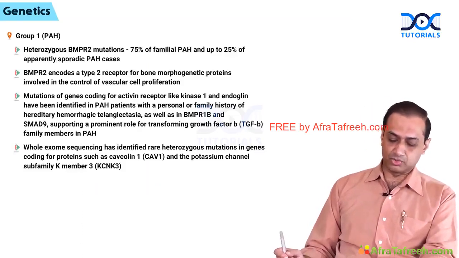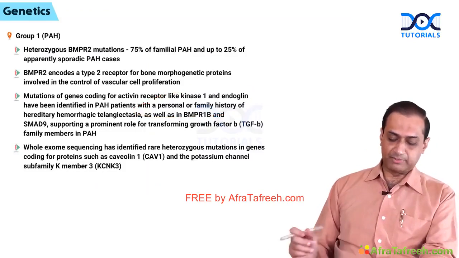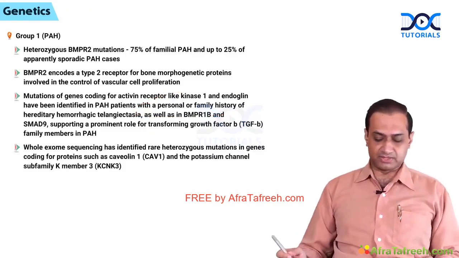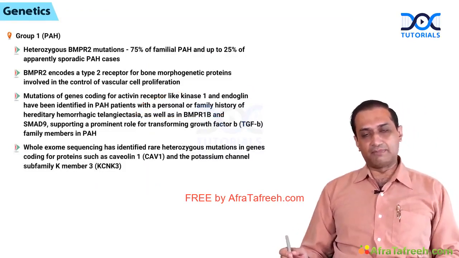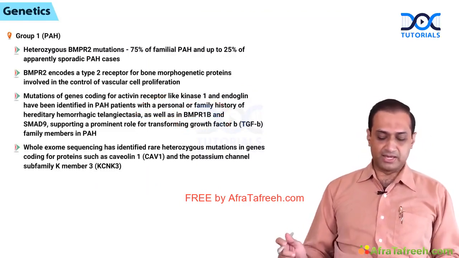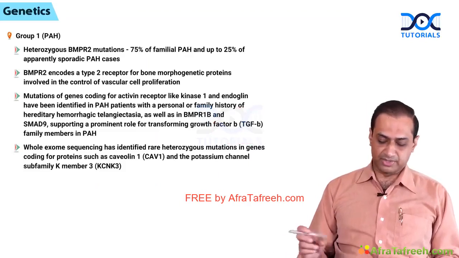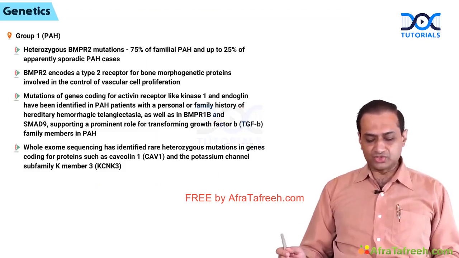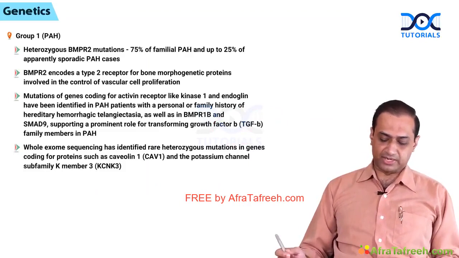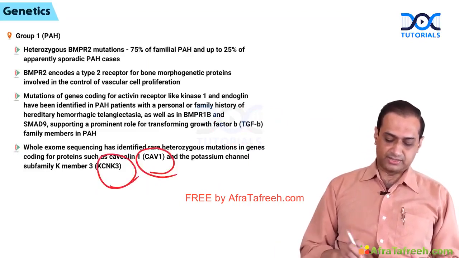Mutation of genes coding for activin receptor-like kinase 1 and endoglin have been identified in PH patients with personal and family history of hereditary hemorrhagic telangiectasia, as well as BMPR1B and SMAD9, supporting the prominent role of TGF-beta family members in PAH. Whole exome sequencing has identified rare heterogeneous mutations encoding for CAV1 and for KCNK3.